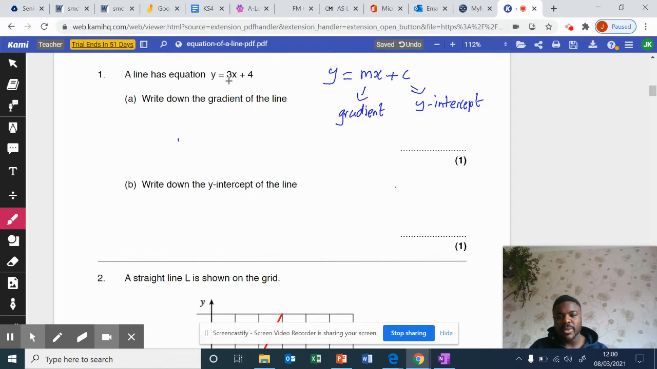Okay, so we've got the equation y equals 3x plus 4, and they've asked us to write down the gradient. Well, we can see that that's the m, so that's going to be 3, and the y-intercept is 4. That's our final answer. That's it for that bit there.